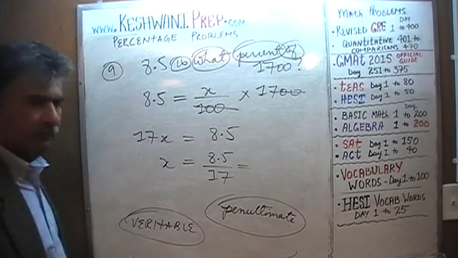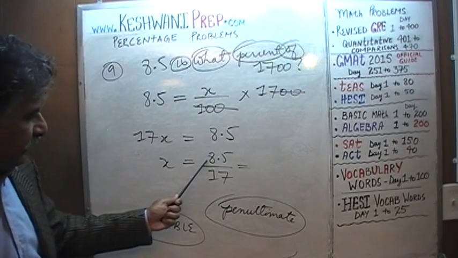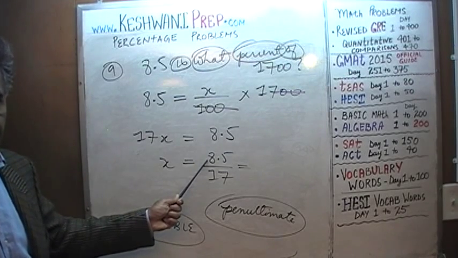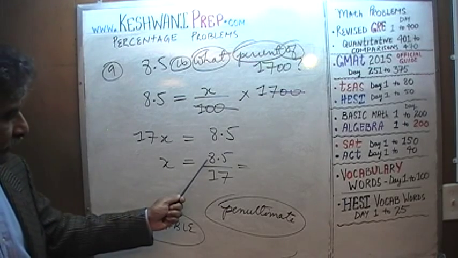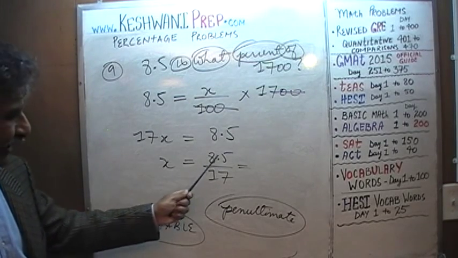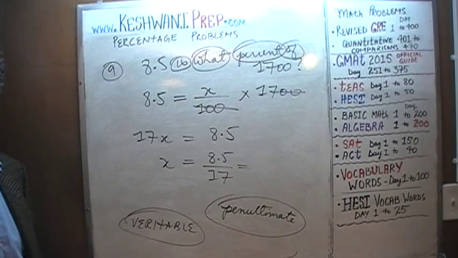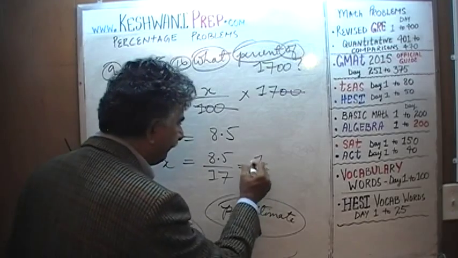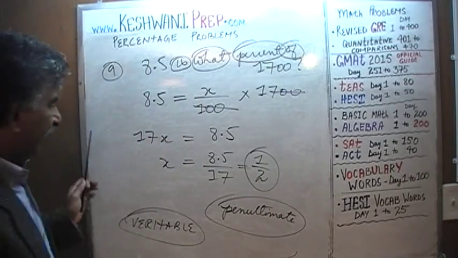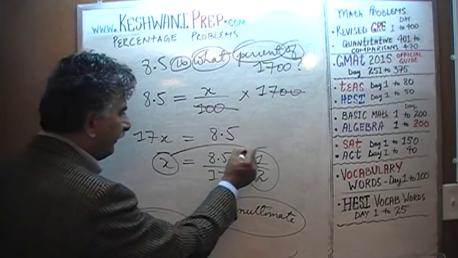And how much is that? Well, if you multiply 8 by 2, it's 16, and therefore 8.5 times 2 is 17. 8.5 is exactly half of 17. So if you divide top and bottom by 8.5, you're going to get half. This is what we are claiming x is equal to.